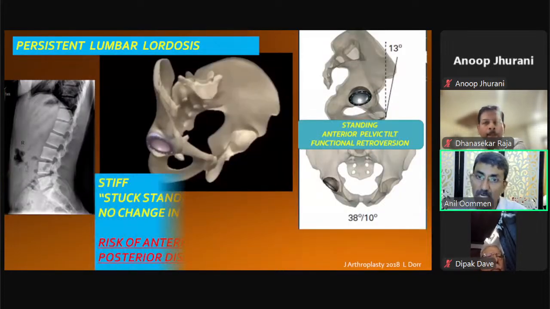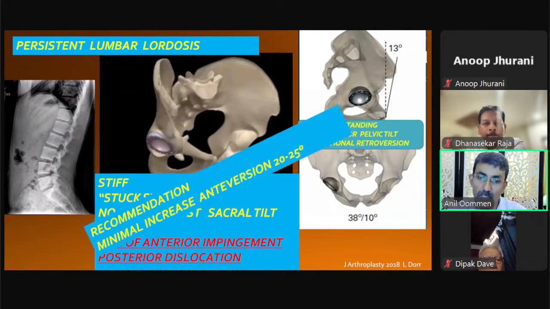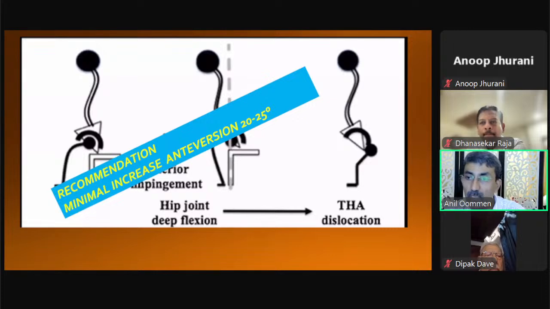But if there is a persistent lumbar lordosis, which is a stuck standing position, remember you have to put it at the outer border of anteversion so that you would reduce the risk of what we call an anterior impingement and a posterior dislocation. And that is what you want to avoid. In order to avoid an anterior impingement and posterior dislocation, you have to pay particular attention to the cup, especially when there's a fixed lumbar lordosis. You would not want to put that cup in reduced anteversion. You would want to put it in the correct anteversion, probably about 20 to 25 degrees. Basically, do not make an error in underanteverting the cup.